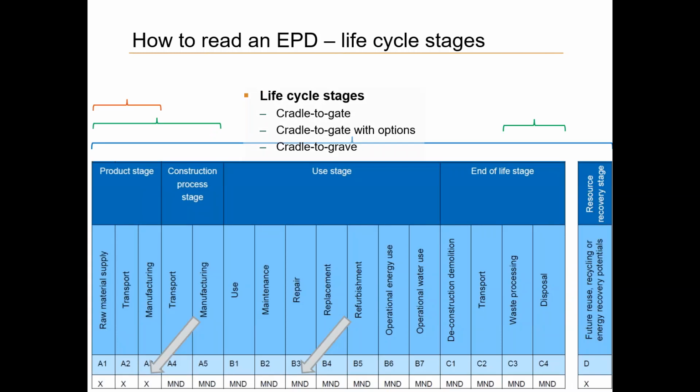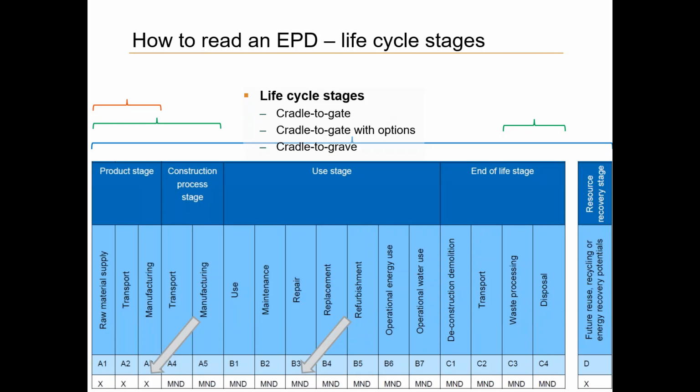Now, how do these codes come to life? When you consider the life cycle stages of a product, and especially of a construction product, we can actually define them up front, what they are, because they are the same for each and every construction product. And so we've got your product stage, which includes your raw material supply, transport of raw materials to manufacturing, and the actual manufacturing process itself. So those are the stages A1 to A3.